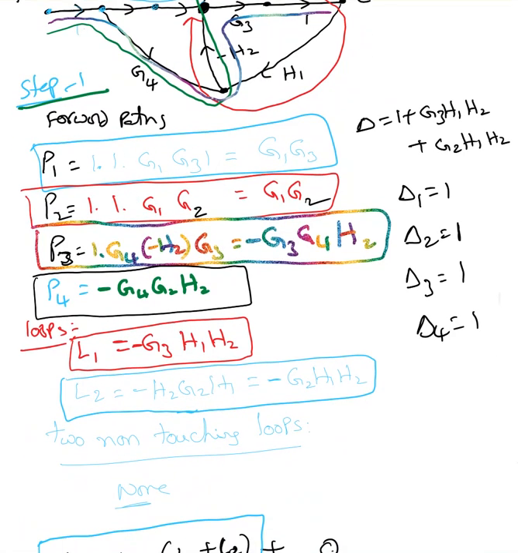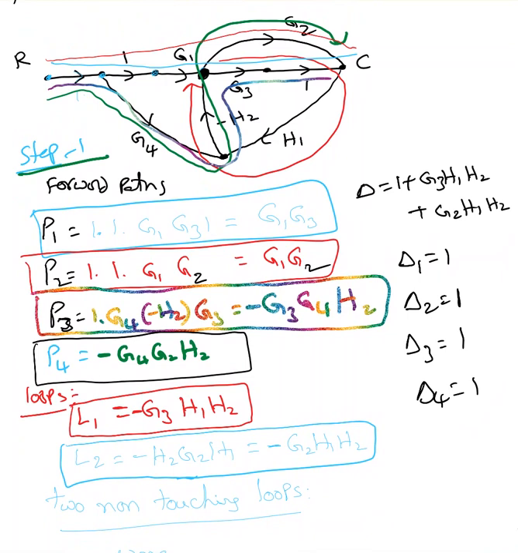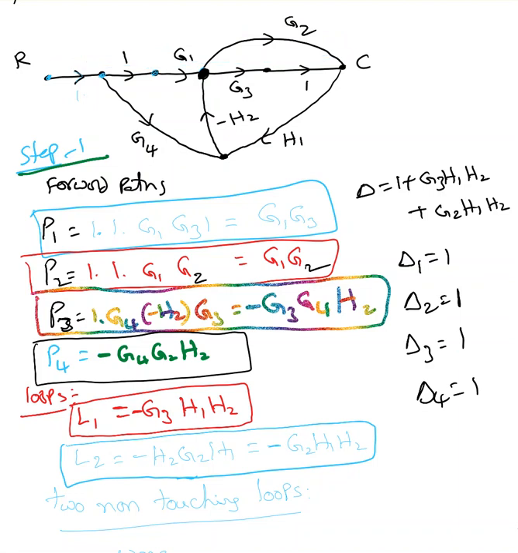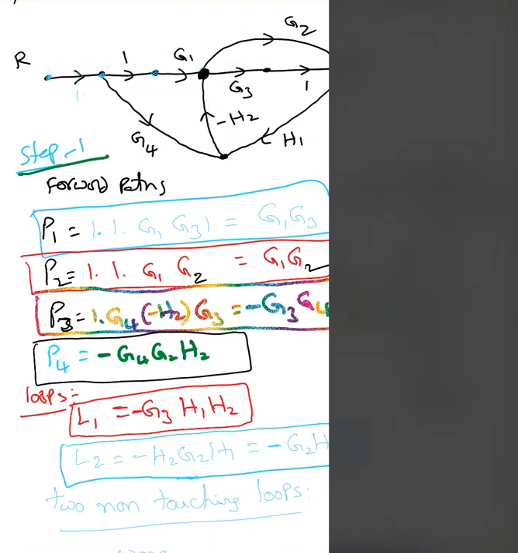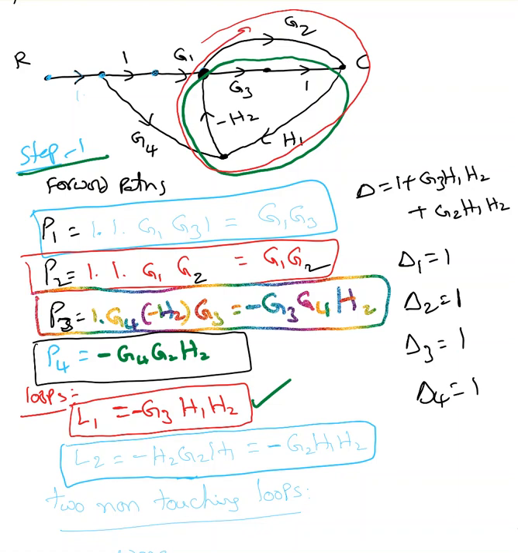Now step 2, find number of loops. Loops is nothing but starting point and ending point must be the same, without touching any path more than once. So here I can say that is loop 1, Z3 H1 H2, so minus H2 Z3 minus H2 H1. So that's loop 1. And loop 2 is Z2 H1 minus H2. Loop 2 is Z2 minus H1 H2.